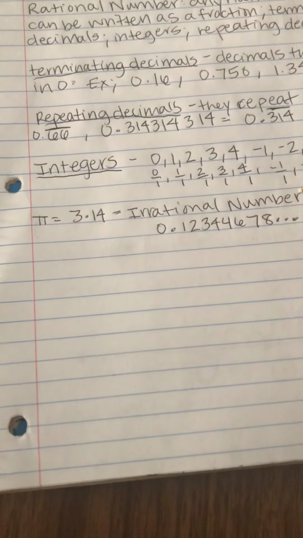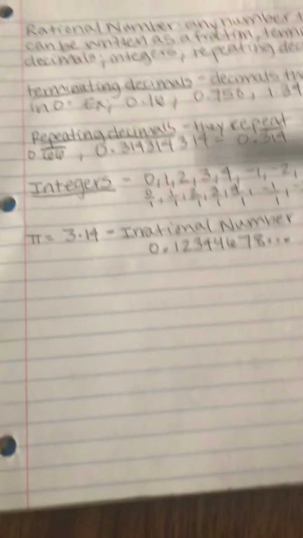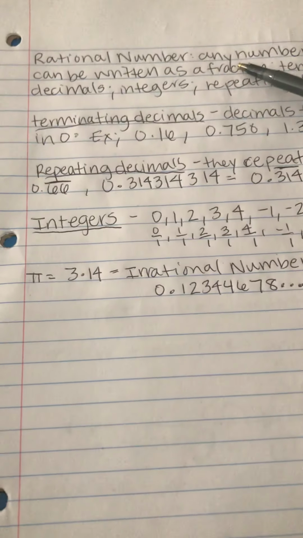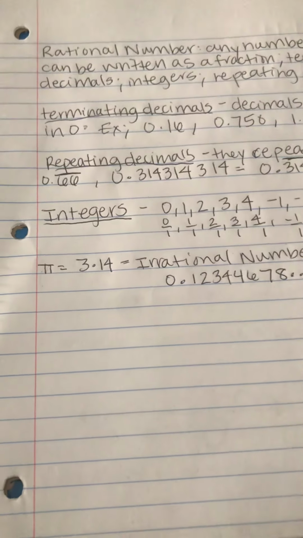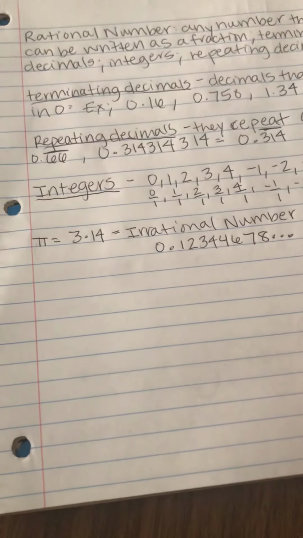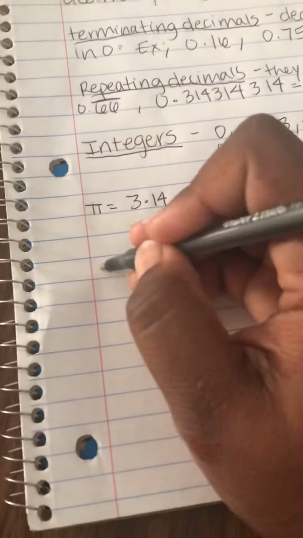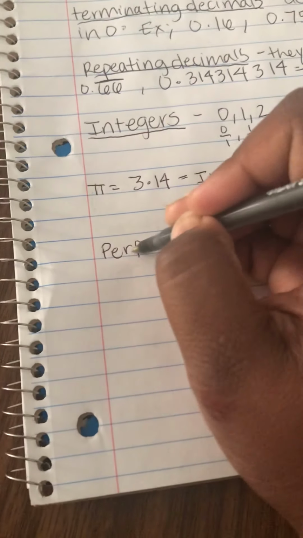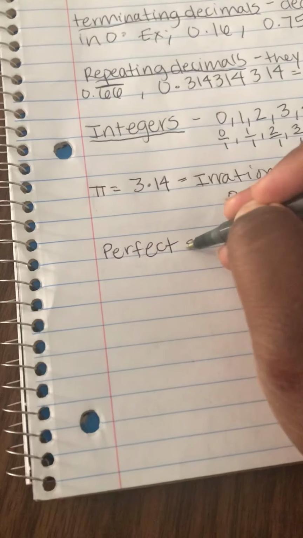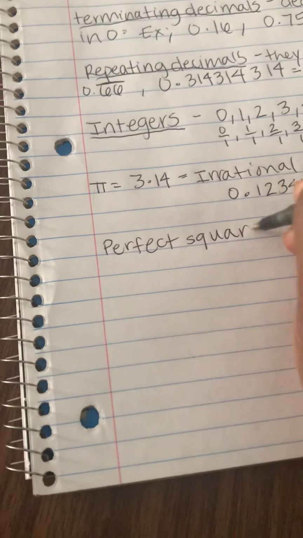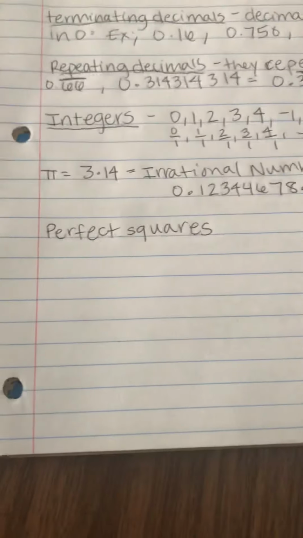So this week, again, you guys have to know the difference between irrational numbers and rational numbers. You're also going to have to be able to put them in order, and you have to know your perfect squares. So we're going to go over perfect squares so that when we get to squares and ordering rational numbers, we'll know exactly how to do that.